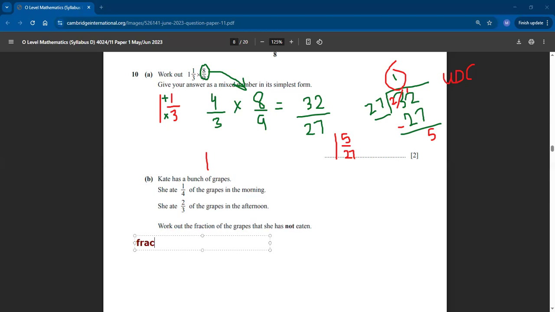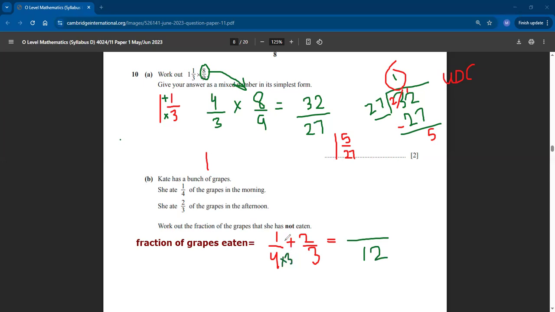We need to add both of these to see what is the fraction of the grapes she's eaten. So fraction of grapes eaten. How would we work this out? We have to do 1 over 4 plus 2 over 3. Now, how do we add fractions? In order to add fractions, we need to make sure that the denominators are the same. So how do we do that? We carry out the LCM of the denominators, or you can find the lowest common multiple for them. In case of 4 and 3, it is going to be 12.